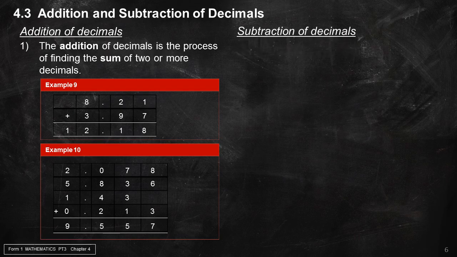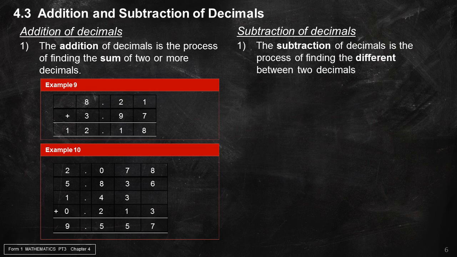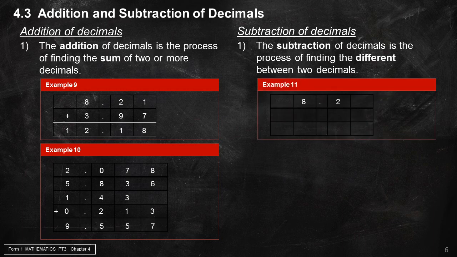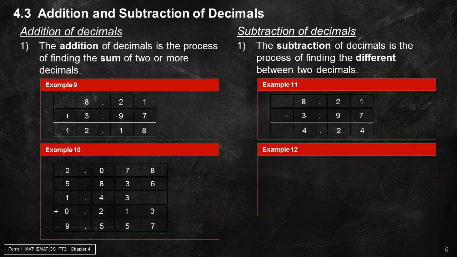Subtraction of decimals. 1. The subtraction of decimals is the process of finding the difference between two decimals. Example 11. Example 12.